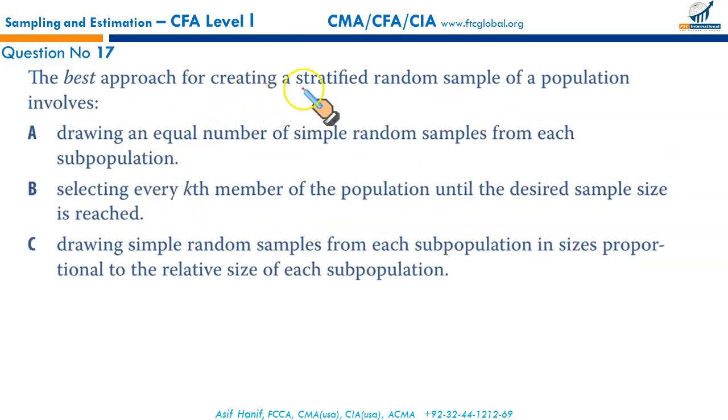The best approach of creating a stratified sampling of a population involves drawing an equal number of random samples from each subpopulation, not equal. Proportional: drawing simple random samples from each subpopulation in size proportional to the relative size of each subpopulation. Perfect. Need no further reading. This is the right option.